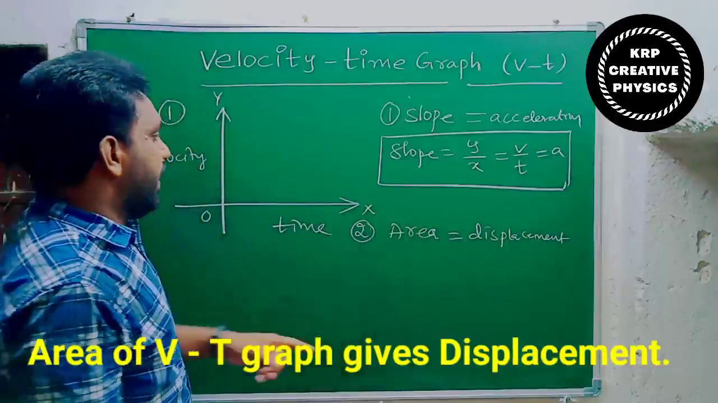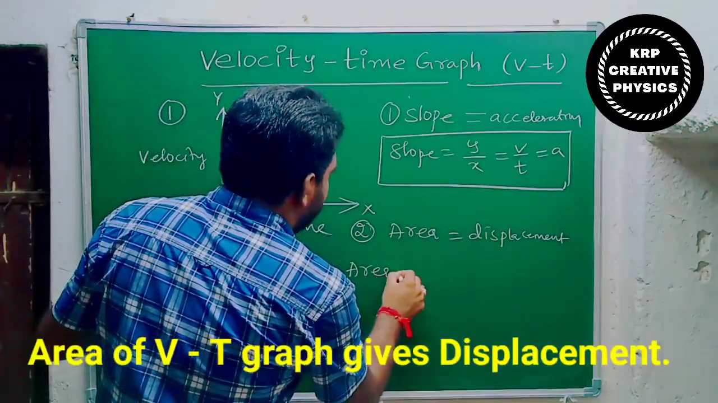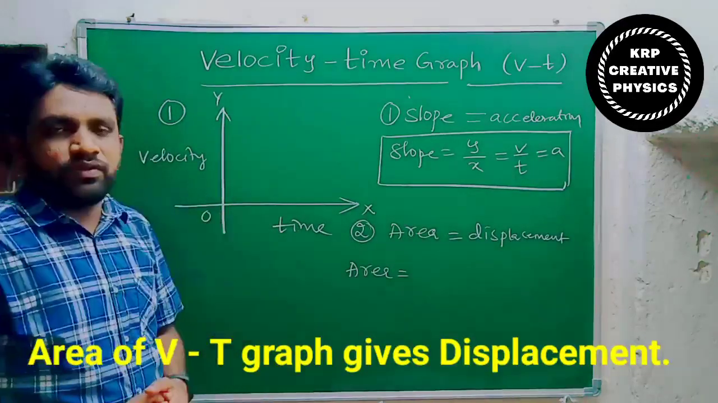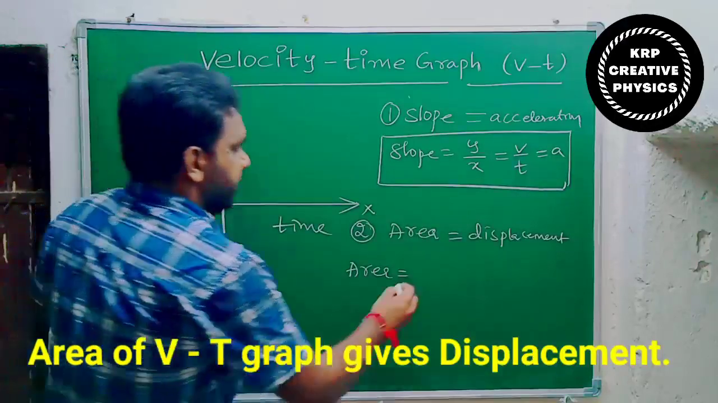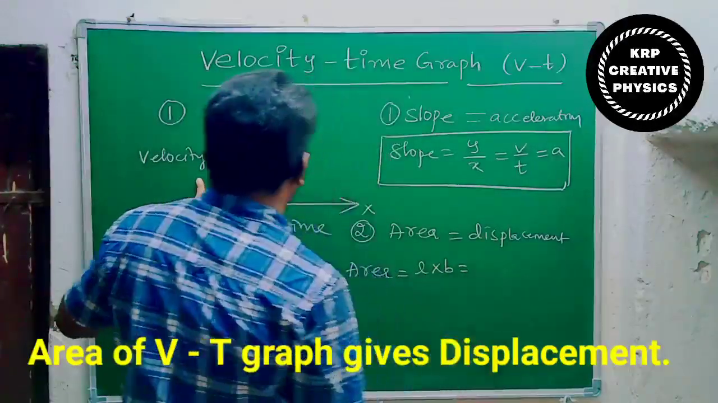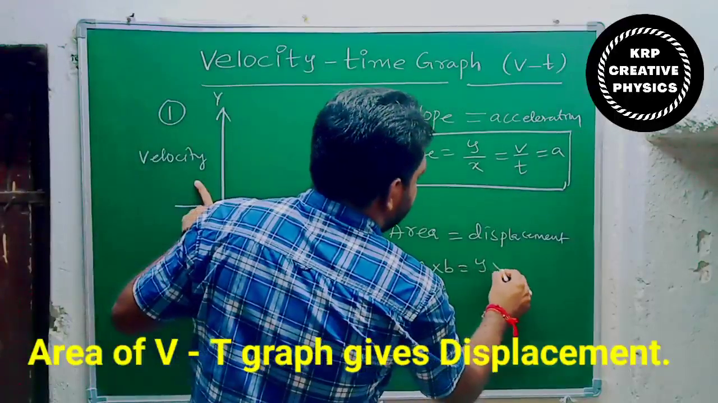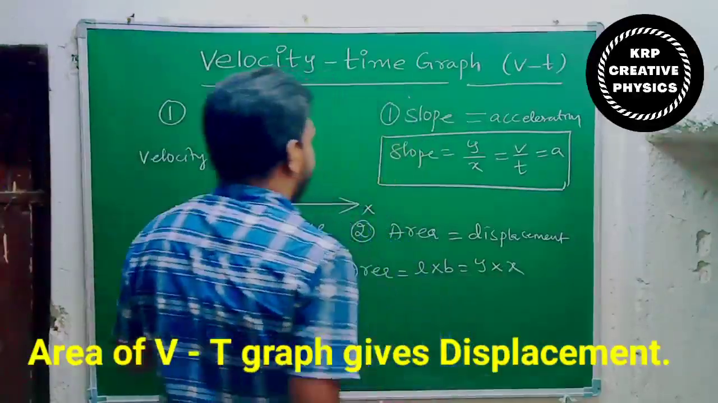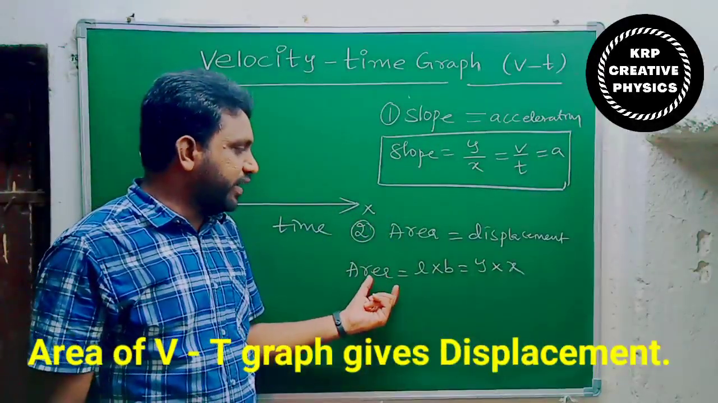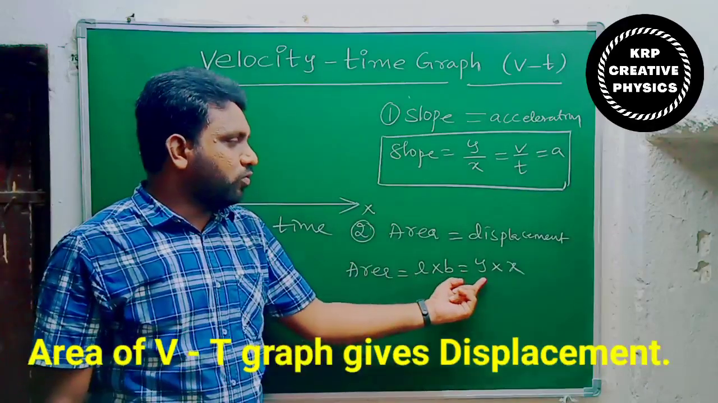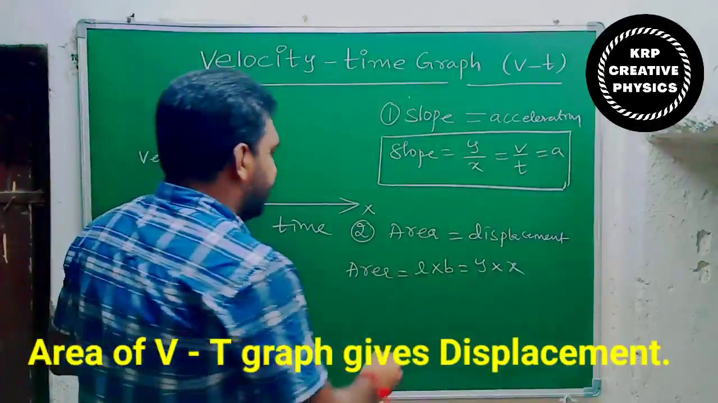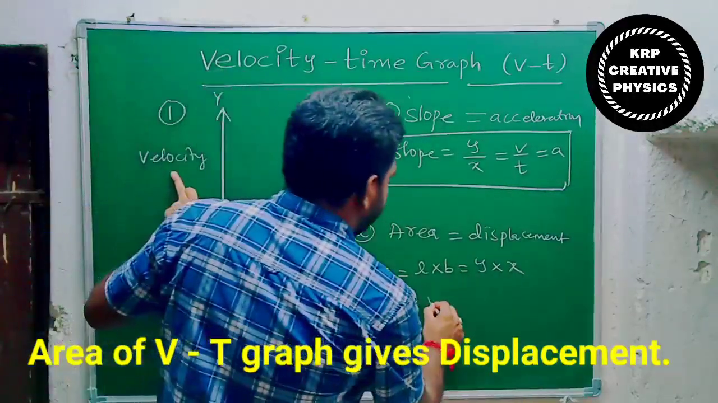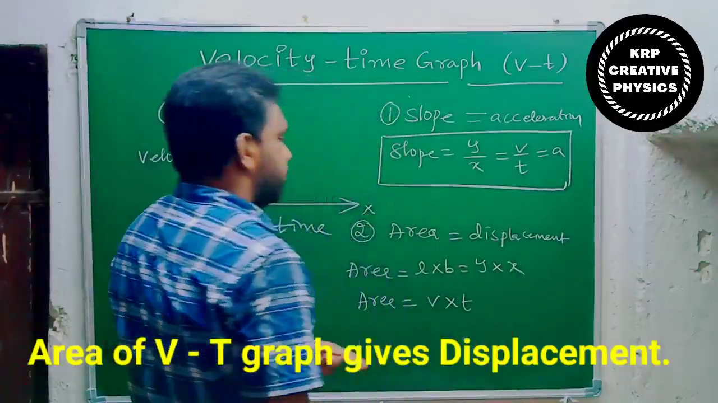Now, as we know, area equals length into breadth. In case of a graph, what is meant by length and breadth here? Length means the y-axis reading and breadth means the x-axis reading. The actual principle is area equals length into breadth, but in case of a graph, area equals y-axis reading into x-axis reading. Now we substitute the values. On the y-axis we have velocity, on the x-axis we have time. So area equals velocity into time.